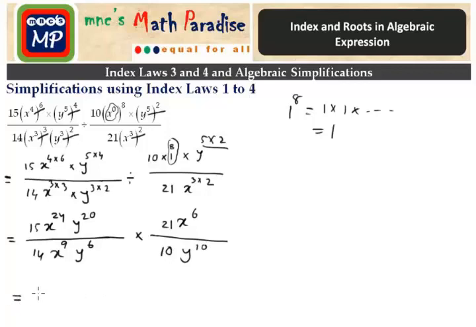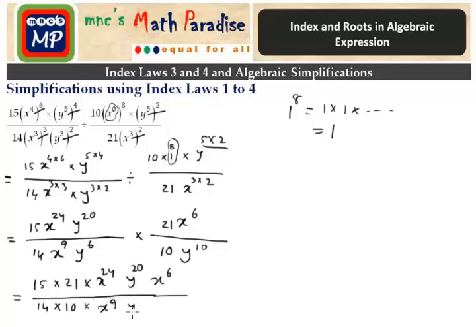So now if we bring all the values together, 15 times 21, division 14 times 10, on the top x to the power 24 times y to the power 20 times x to the power 6, and on the bottom x to the power 9 times y to the power 6 times y to the power 10.